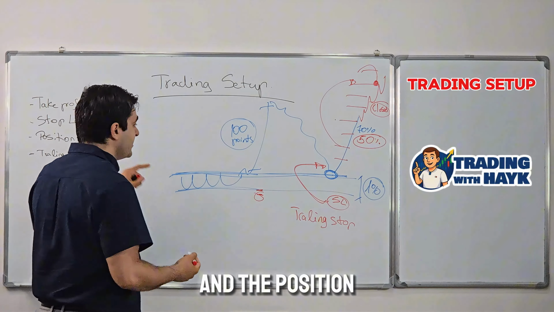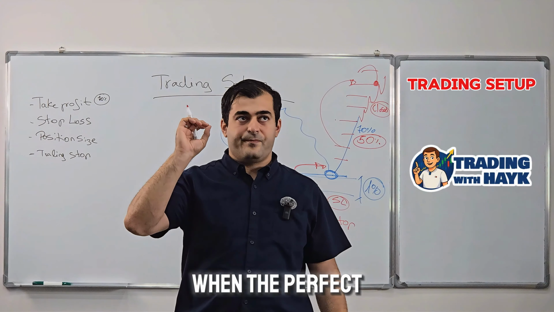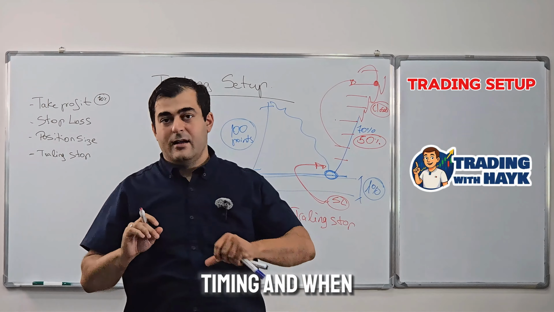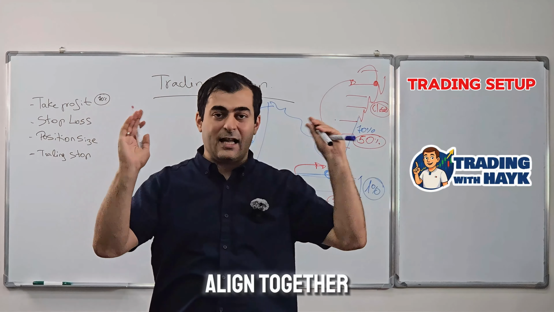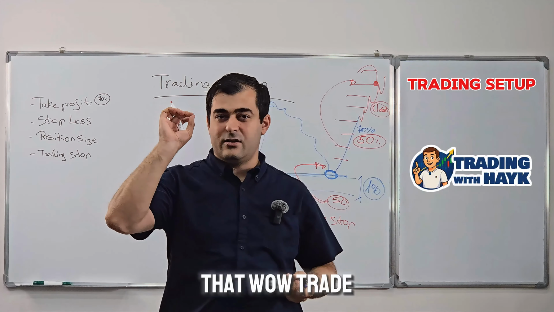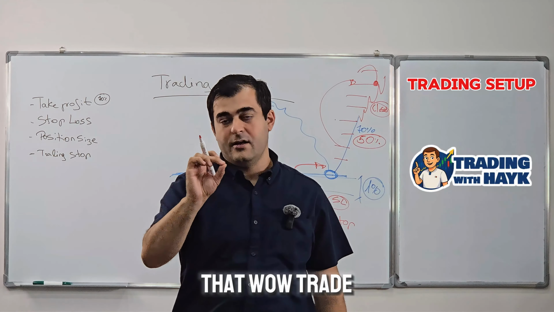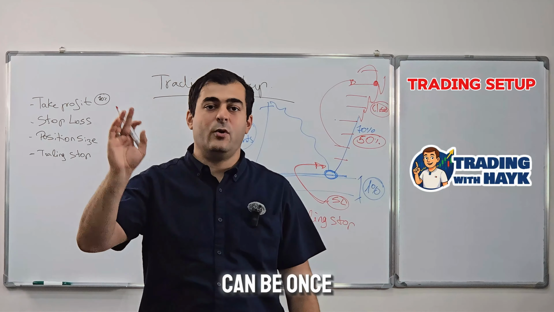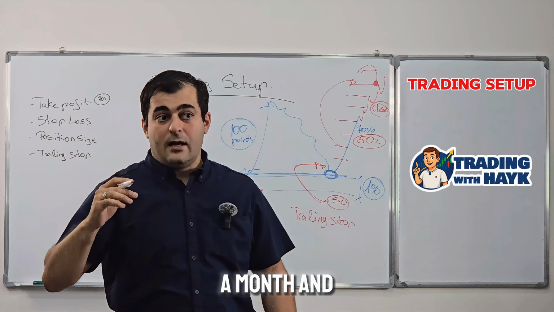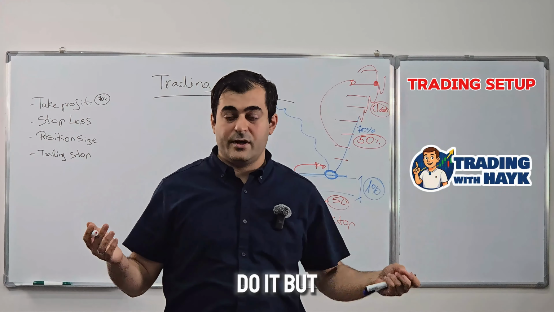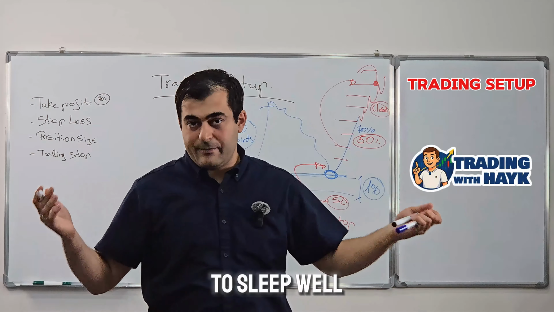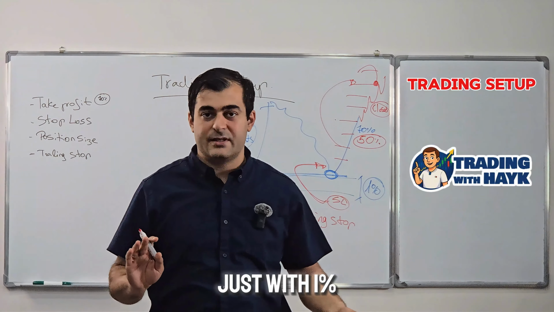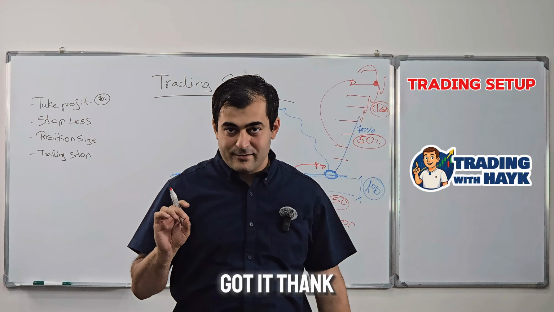And the position size, again, try to make it 1%. When the timing is perfect and all the stars align together and you see that, wow, this is the trade, I put 5% risk. But that can be once a month. Well, that's how I do it. But if you want to sleep well, just put 1%. Got it? Thank you.